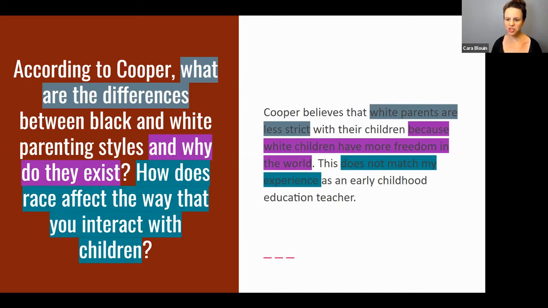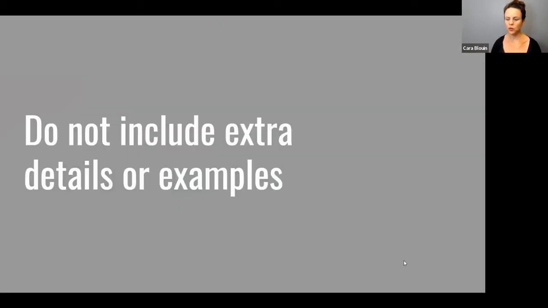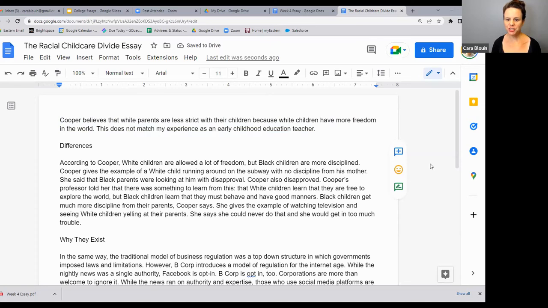A great introduction covers all of the questions that are in the prompt and gives a quick, simple answer to those questions. Not too much detail, not much information, just the quickest, simplest possible answer to each of the questions. Remember, you shouldn't include extra details or examples in the introduction. The introduction is designed to be fast and give a general overview of your essay. When I add my introduction to the beginning of the essay, before my first header, differences, you can see that it's just 2 sentences long, really short, right at the top.